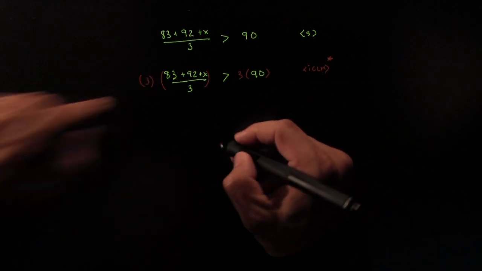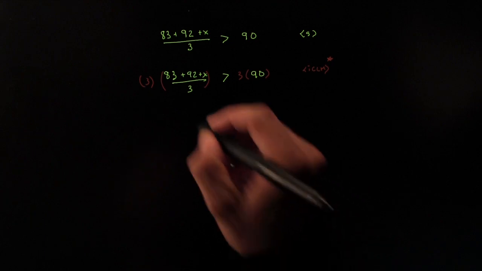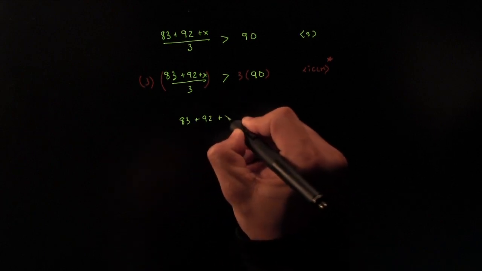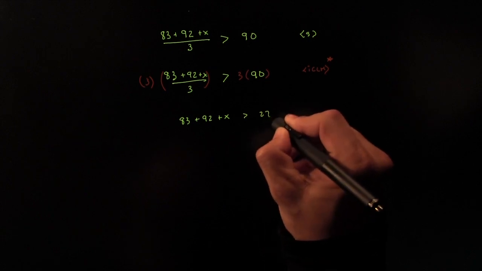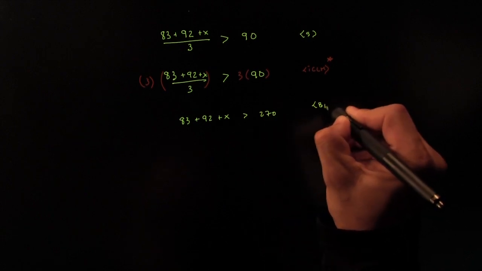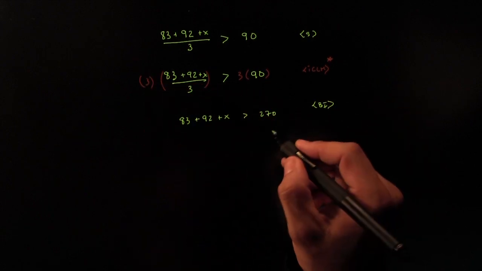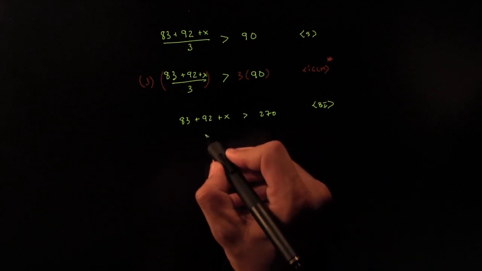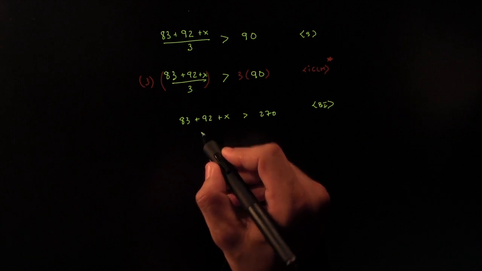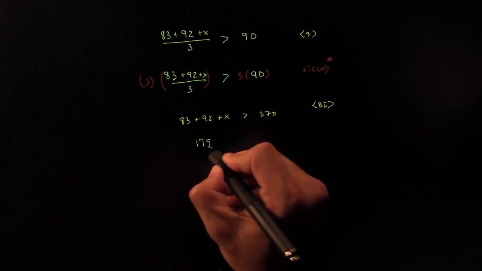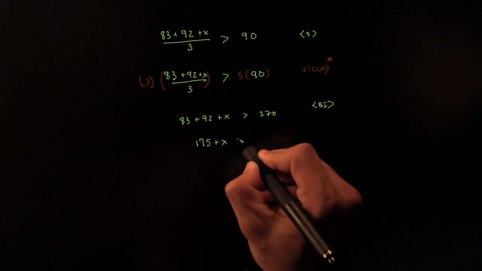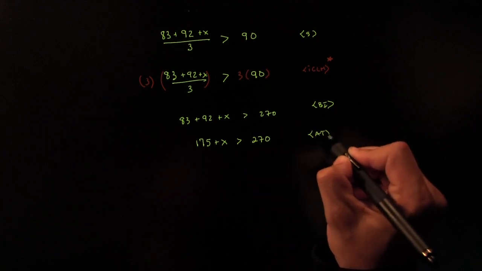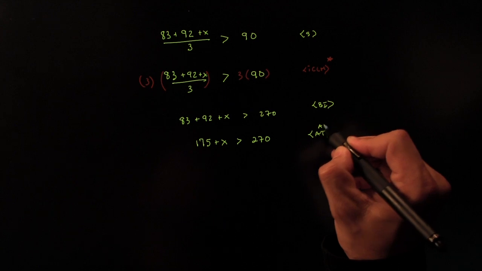If you do that, that would turn into something like this. It would turn into 83 plus 92 plus x is greater than 270. That's just by inspection, canceling the 3 and the 3 on the bottom. I could combine these. I could get 80 and 90 would be 170, 175 plus x, and that's greater than 270. That's just by the addition table, and the associative law of addition actually.